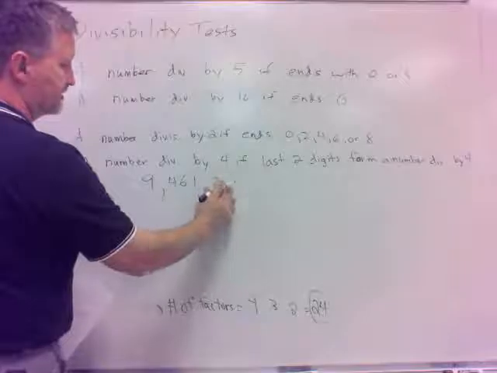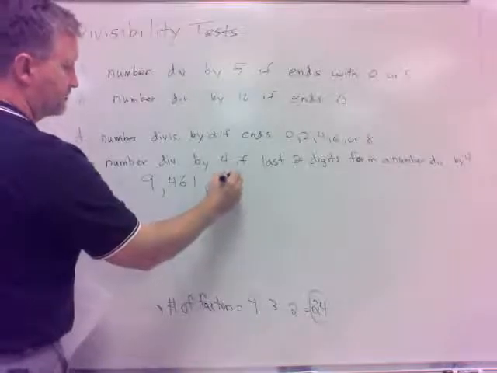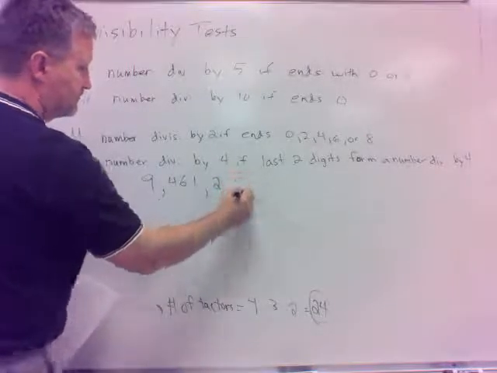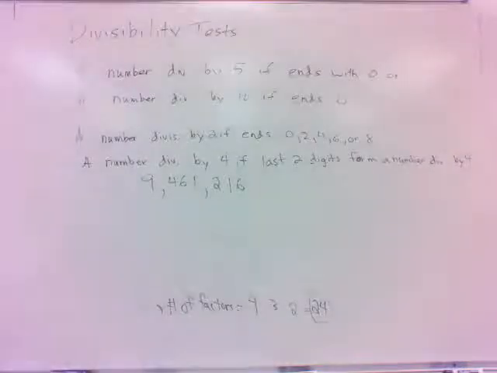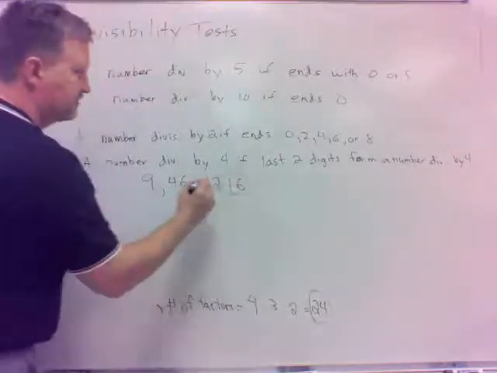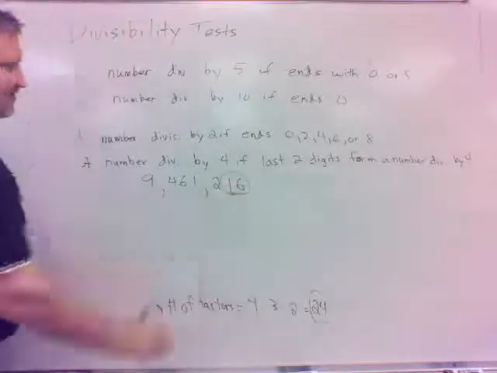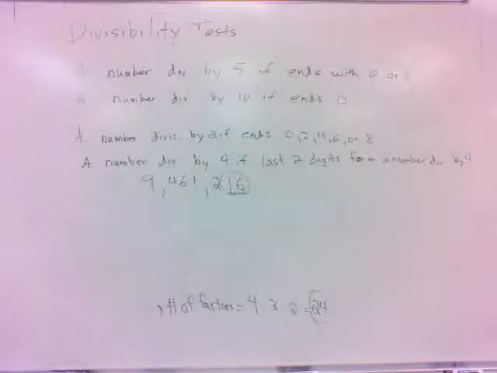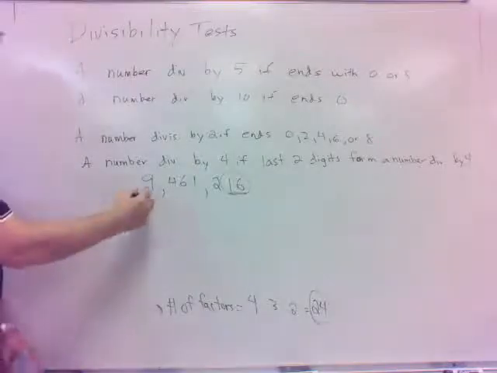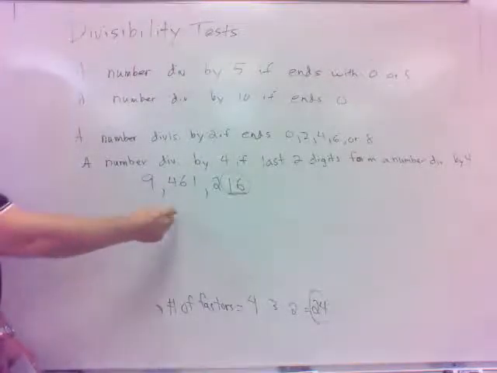So it doesn't matter if your number is 9,461,240. Let's make it 16. Because 16 is on the end, that's the last two digits, this number is divisible by 4. It just matters those last two. Did you know that? You may not have known that. For 4, you just have to look at the last two. Not the last one, just the last two. So therefore, does it really matter what these are? No. It just matters the last two.